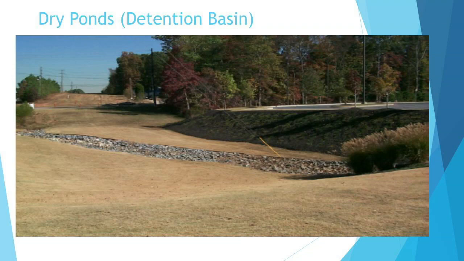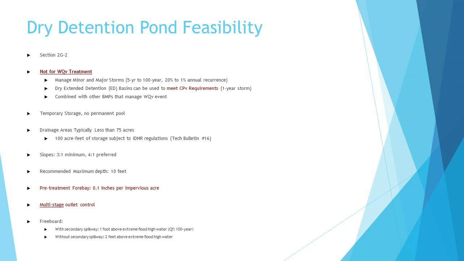Dry detention is probably the practice for detention that most of us are familiar with. The one thing I'd really like to highlight is that typical, traditional design dry detention basins are not a water quality volume practice. You can still use them, but they need to be paired with something else that manages the water quality volume, say a bioretention feature or a bioswale or a green roof or something else. There have to be other practices that manage that.